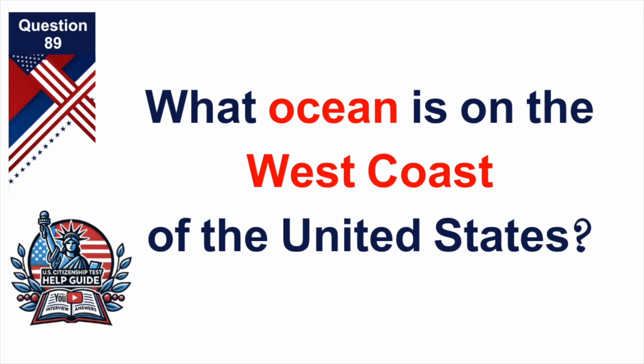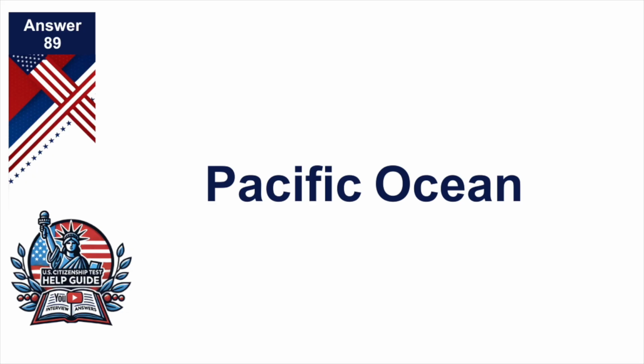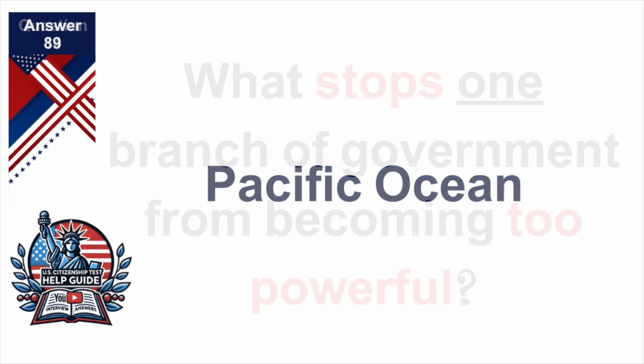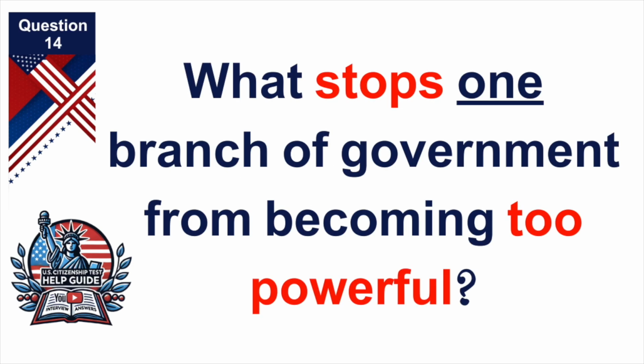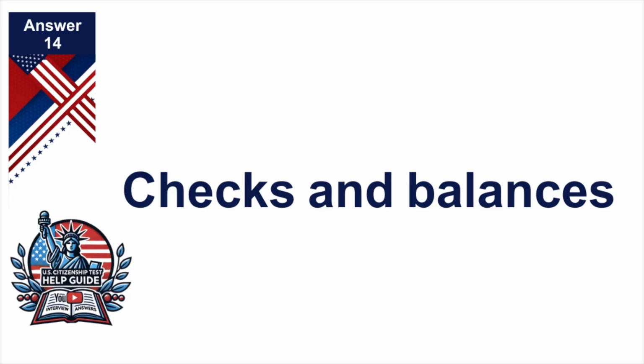What ocean is on the west coast of the United States? Pacific Ocean. What stops one branch of government from becoming too powerful? Checks and balances.